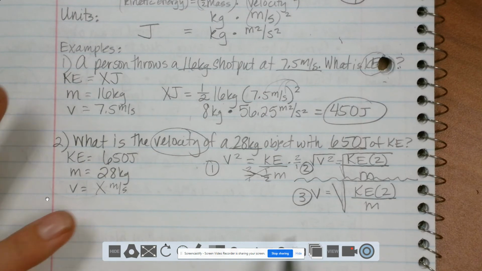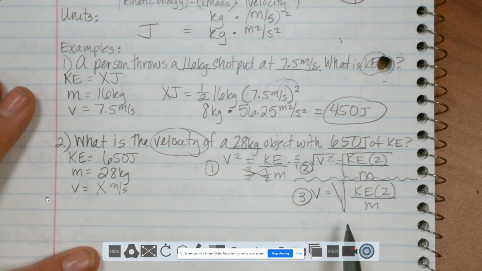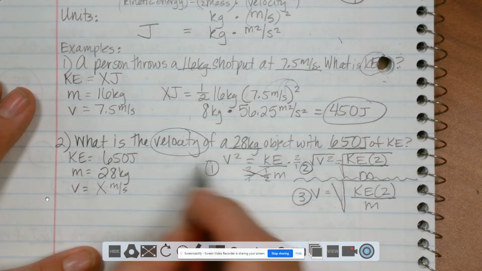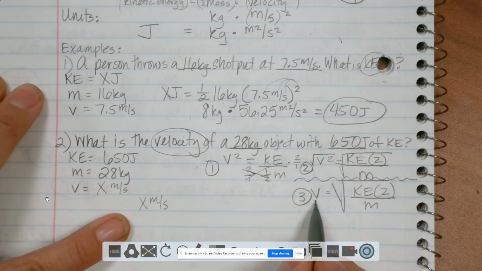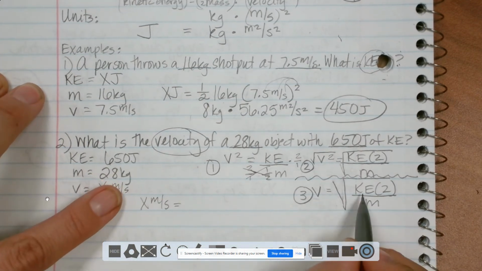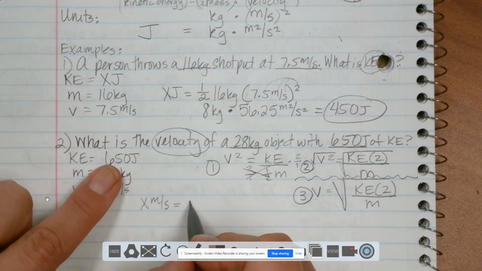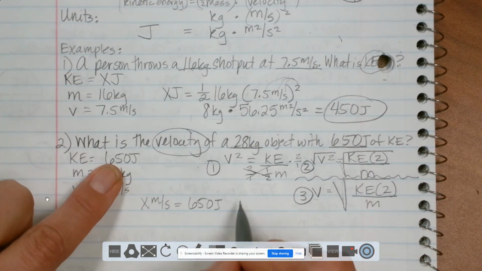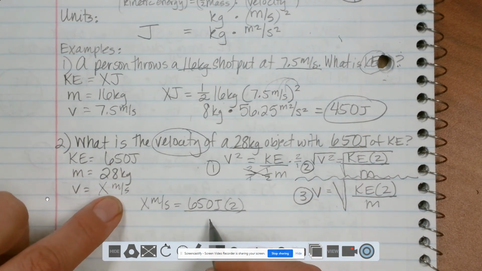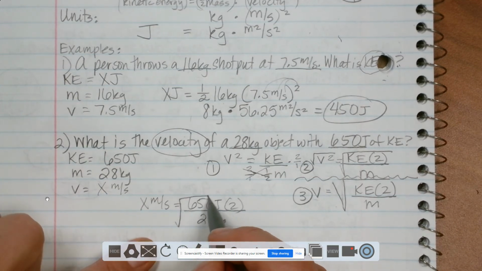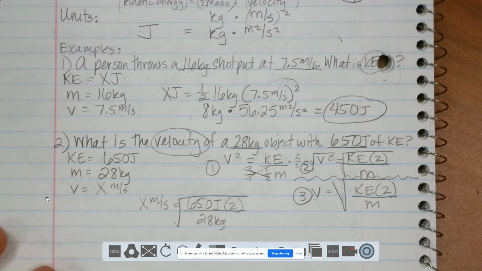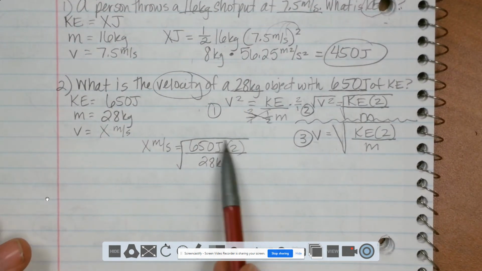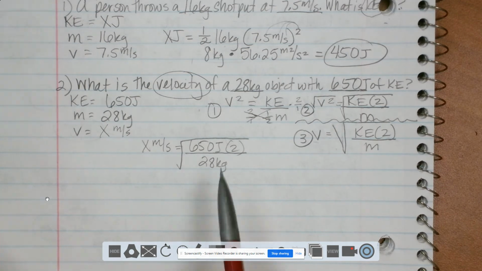So let's plug all this information into this equation. So velocity is x meters per second. So I'm right here. Equals, now I want my KE on the top. So that's my kinetic energy, 650 joules on top, and I'm multiplying that by 2. I'm going to divide that by my mass, which is 28 kilograms. And I'm going to take all of that at the end and square root it. According to math, you have to do everything inside the square root sign first. So just treat it like a normal multiplication division problem, and then we'll square root it at the end.